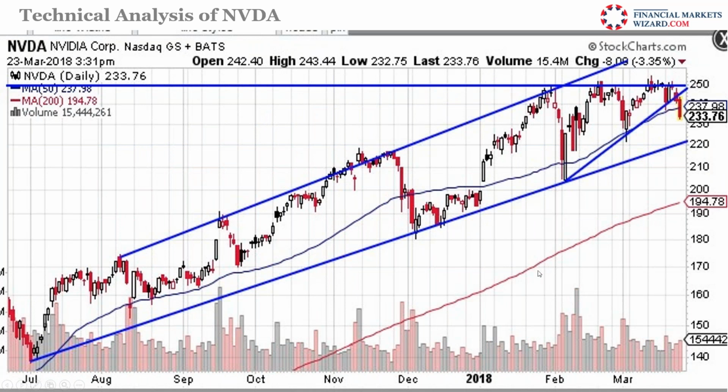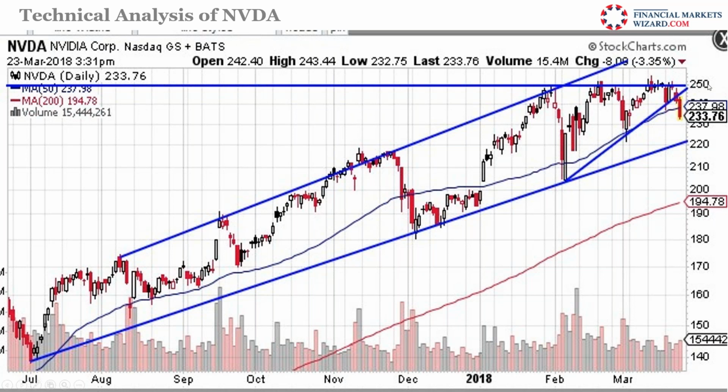NVDA has a strong resistance of 250. It's obvious right here, right? If you are a trader, when you look at this chart of NVDA, you should say 250 is the ultimate resistance. It just cannot break 250. When a stock tries to break and cannot break 3 or more times, chances are it will come down.